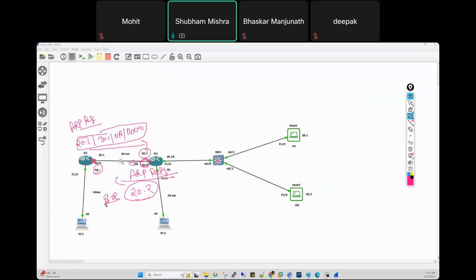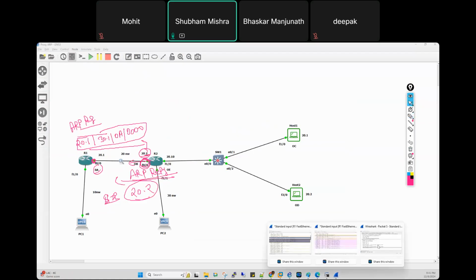Yes, sir. R2 is generating the ARP reply with this interface, FastEthernet 0/0. And with this interface, what is the IP address? 20.2. So the source IP should be 20.2.